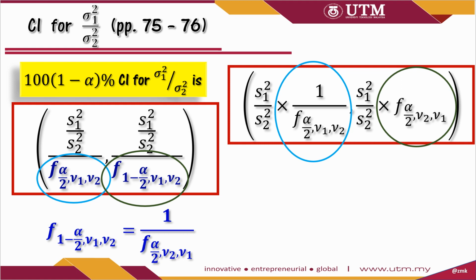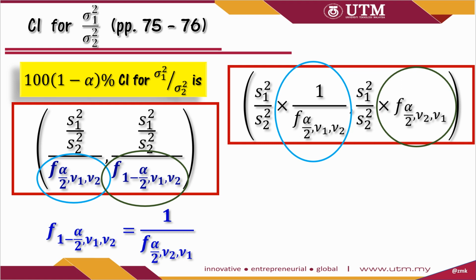In short, the two-sided 100 times 1 minus alpha percent confidence interval for sigma 1 squared over sigma 2 squared is s1 squared over s2 squared times 1 over f alpha over 2 nu1 nu2, and s1 squared over s2 squared times f alpha over 2 nu2 nu1. Please make sure the order of the degrees of freedom are correct.